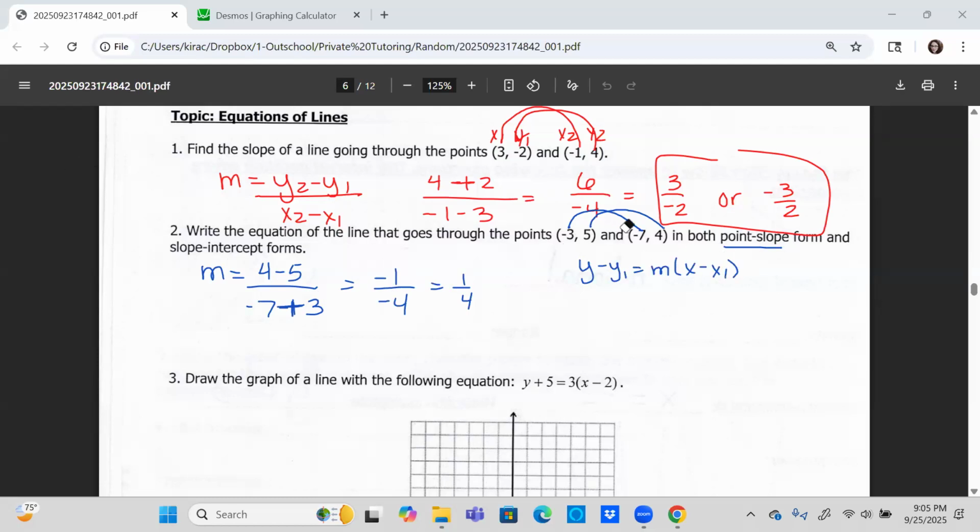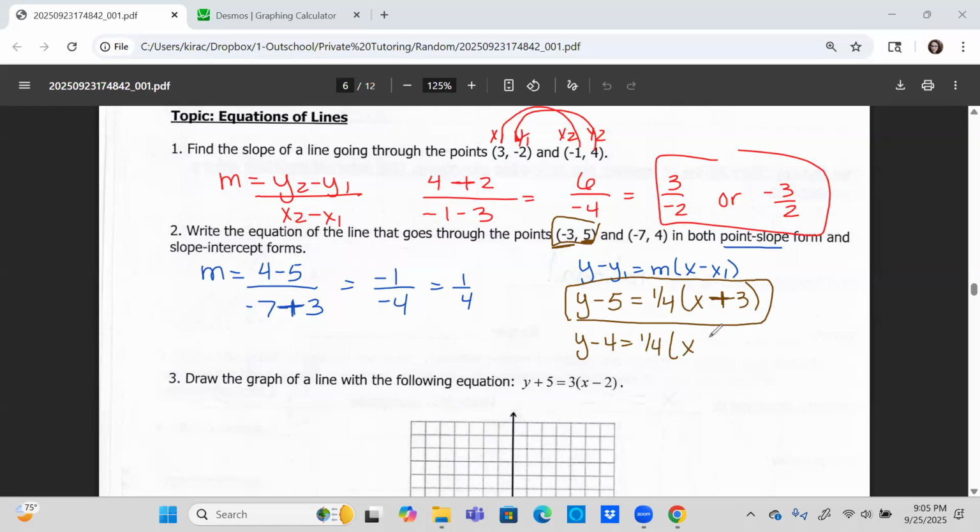You can pick either point. I will pick the first one. Again, pick either. Picking that one. So y minus 5, because that's my y1, equals slope, which we just found to be 1/4, x minus, this is my x1, -3, minus minus turns to plus. There's your point slope. You could use the other point. If you do, it would be y minus 4 equals 1/4 x plus 7. So either one of those is right.